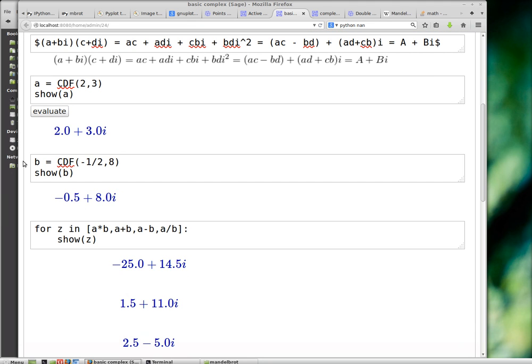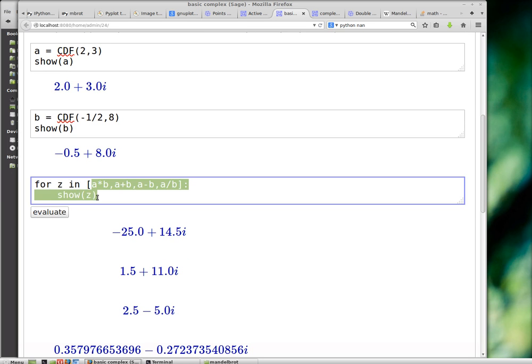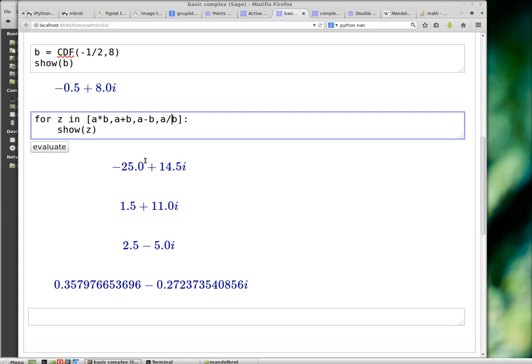And here I define another one, b, so this is another complex number, and it has real part 1/2, real part negative 1/2, imaginary part 8. And then here are just all the things you can do between those: multiplication, addition, subtraction, and division. And you can see from the program here that no matter what you do, it's still a complex number.